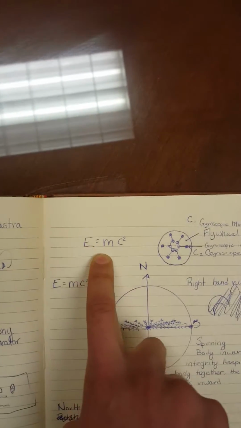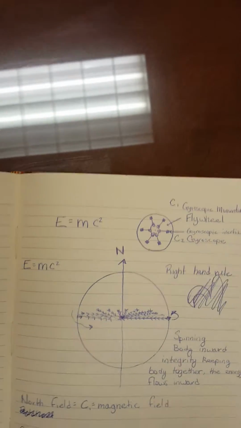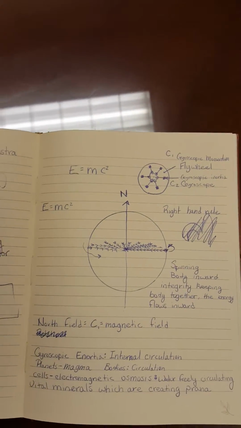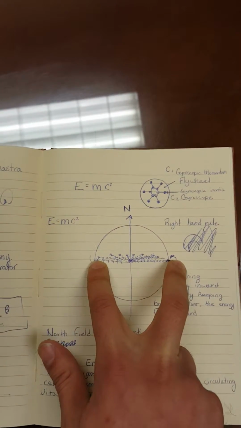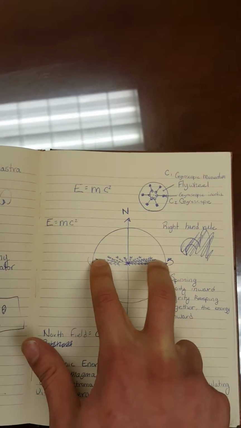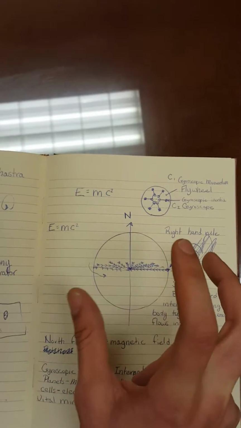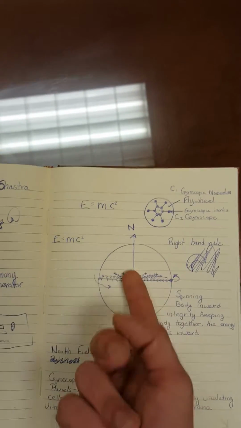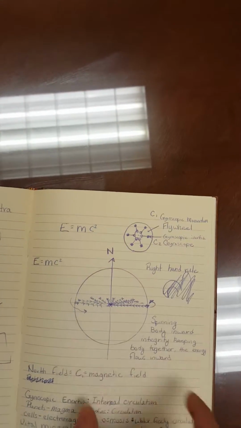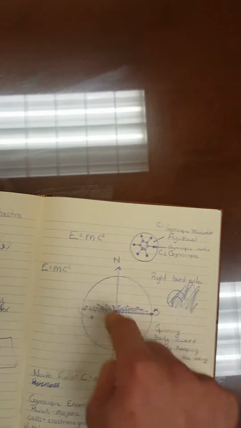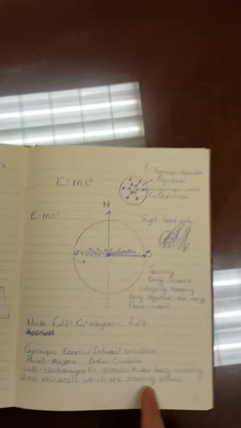So it ties into what Einstein was saying, E equals mc squared. So I'm going to try to explain that to you in a way that I understand it. So imagine that you have a spinning body like the planet. Well, in order for the planet to not fall apart, the energy has to be traveling inward. And as it does, it creates a vortex, which creates a north magnetic field, which pulls in energy through the south field as it circulates and creates two halves, right?